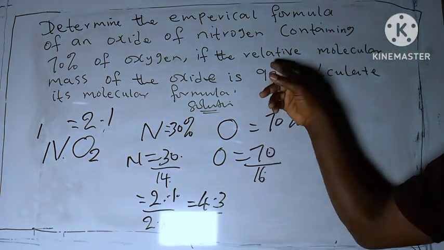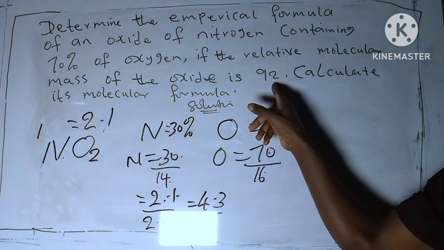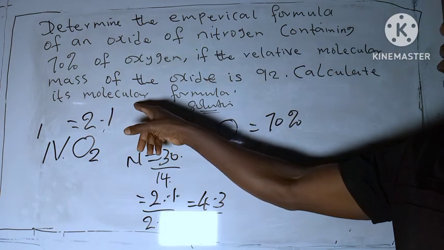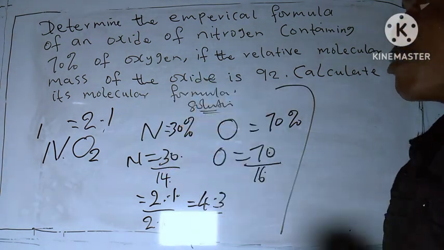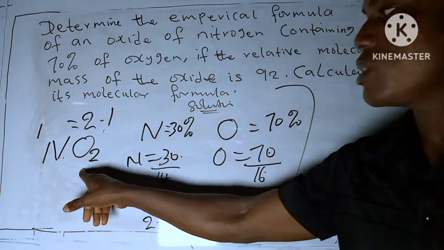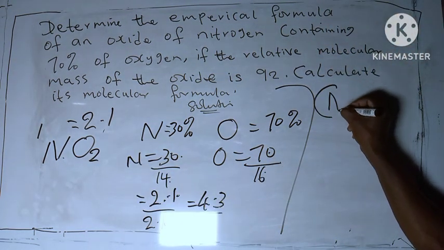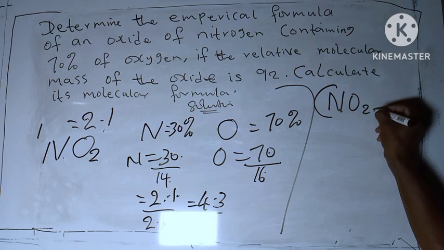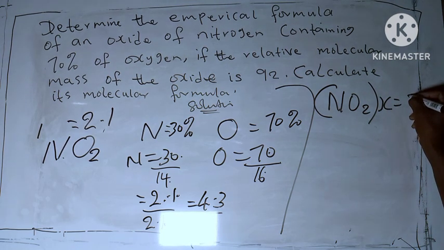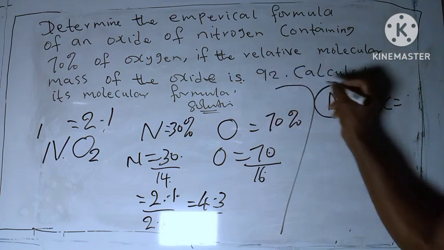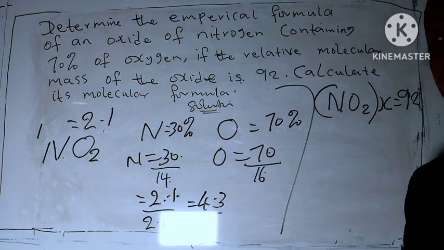So the second one is if the relative molecular mass of the oxide is 92, calculate its molecular formula. Let's calculate for the molecular formula. So this is the empirical formula, right? Let's put it in bracket, NO2, multiply by x, equal to, said the oxide is 92. Are you getting it now?